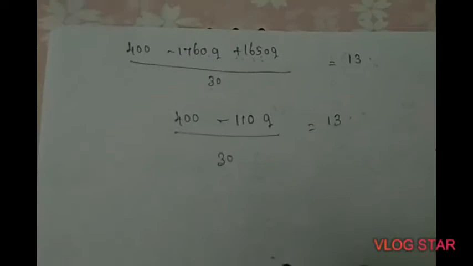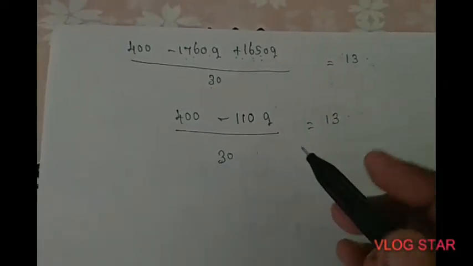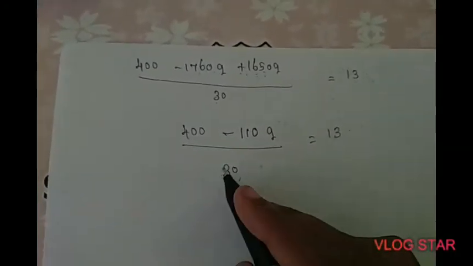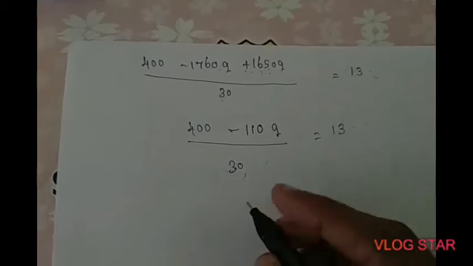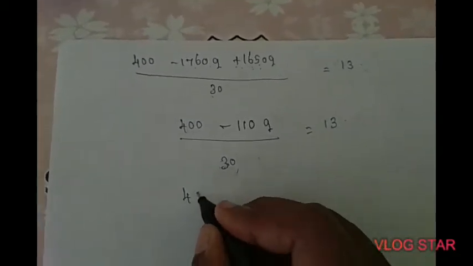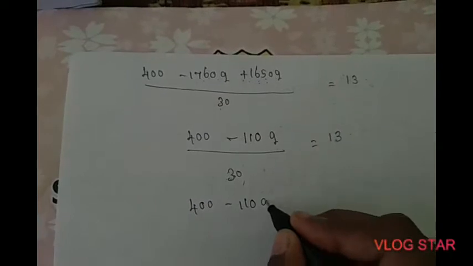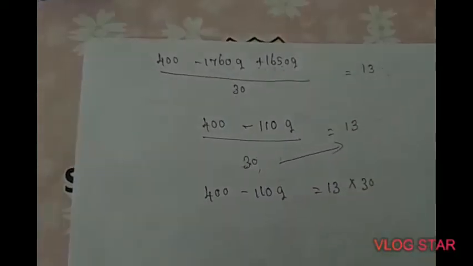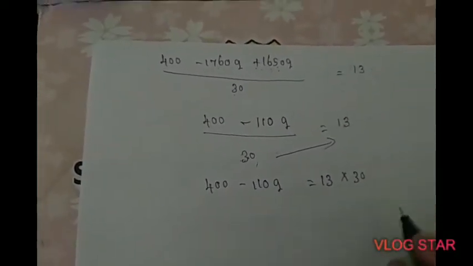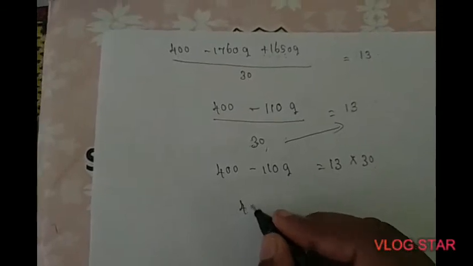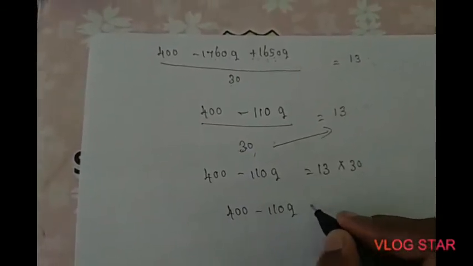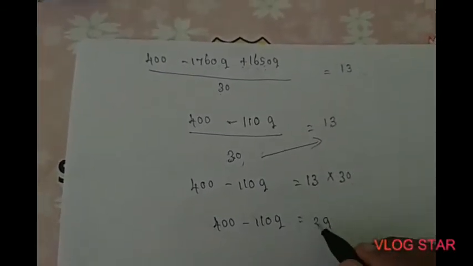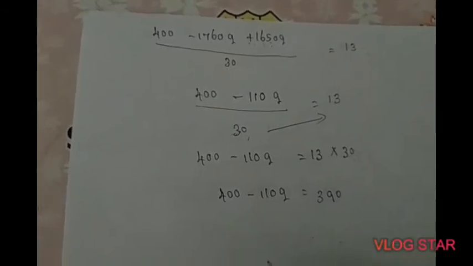The next step, we need q term only. Q only we need. So we have to separate the q term on the left hand side. So this 30 will go to the right side. This is under division, division will interchange to multiplication. So we will get the next step, 400 minus 110q equal to 13 into 30. 30 will go to this side. Okay. The next, multiply the two numbers. Then 400 minus 110q equal to, first you multiply 13 and 3. 3 3s are 9. 1 3 is 3. Remaining 1 0.